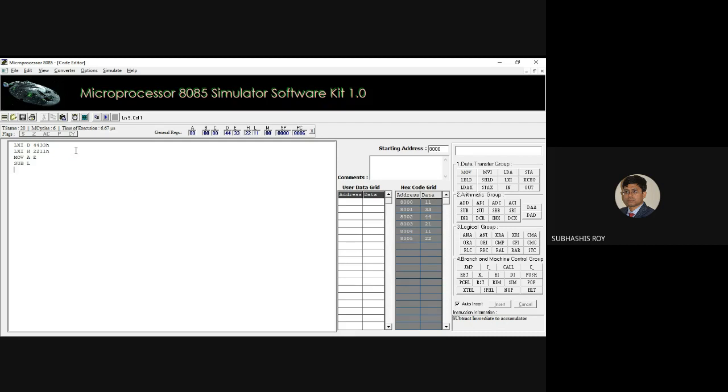Whether I'm getting a carry or not is not the important question. Carry or no carry, I have to consider the instruction related to the carry when we subtract the next one. So let me execute this one, SUB L. I'm not getting any carry, I'm getting 22 in the accumulator, there is no carry, so this is a positive result. So I can move my result into C.